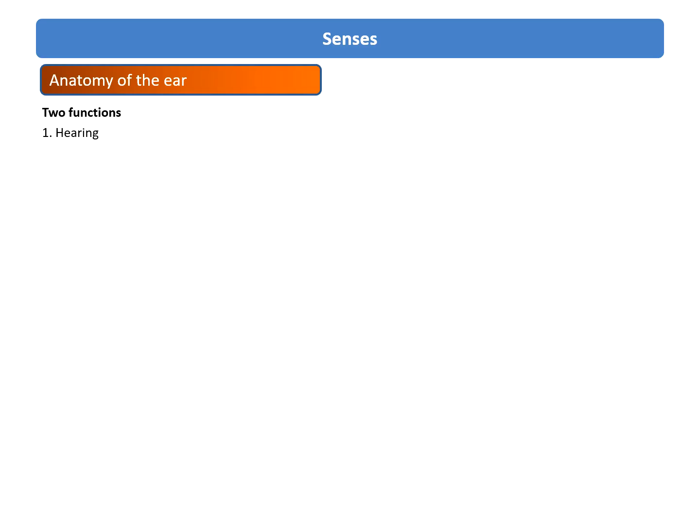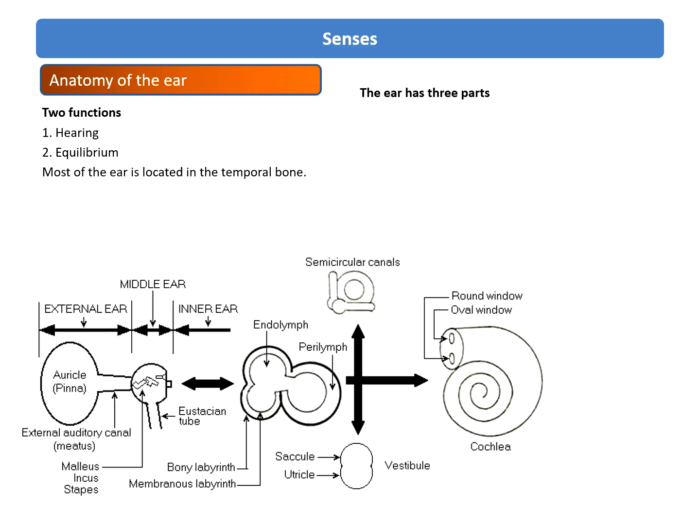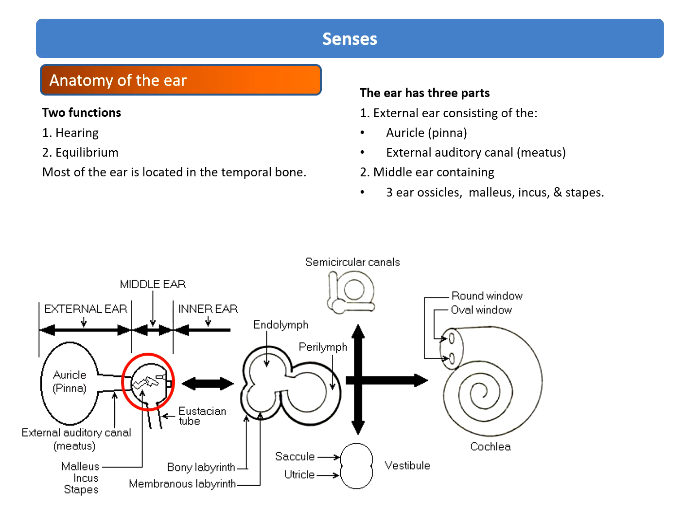As we said, the ear has two functions, hearing and equilibrium. Most of the ear is located within the temporal bone. Here's an exploded view of the ear. It has three parts. There's the external ear, consisting of the auricle or pinna. That's the flap on the outside of your head. And the external auditory canal, or meatus. That's the hole into your head. The middle ear contains three ear ossicles, or bones, the malleus, incus, and stapes. That is the hammer, anvil, and stirrup, because they roughly look like those.